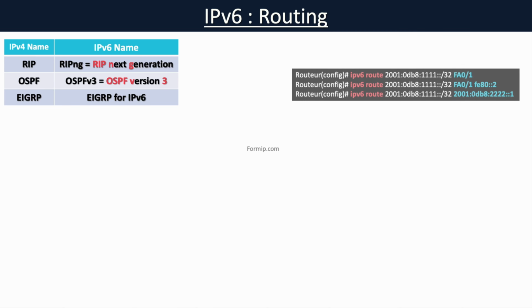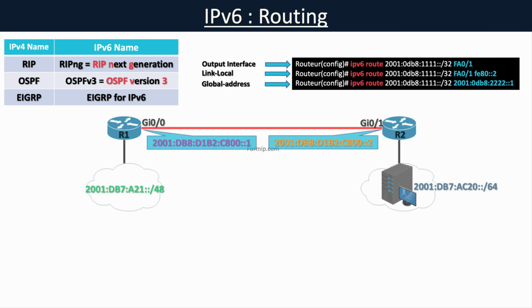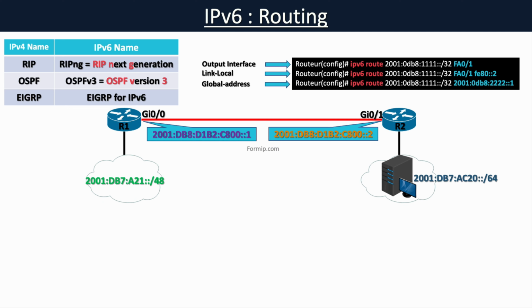This example shows how to configure an IPv6 static route in 3 different ways. The first static route shows that the route is configured by an output interface, the FastEthernet 0/1 interface. The second option adds the link-local address of the next hop. In the example, this is the prefix FE80. This is the little novelty. And the third points directly to a global IPv6 address. We will now see the static routing configuration on the 2 routers.